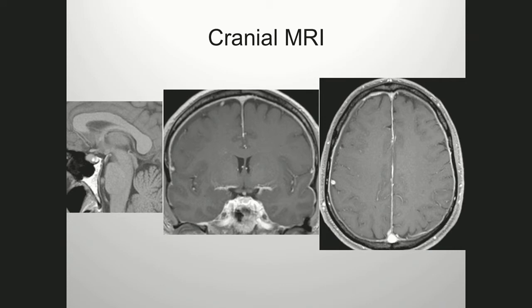MRI of the brain is bread and butter, the most important one, obviously. And this is an example of a patient who does have some pituitary hyperemia, but classically has that dural contrast enhancement over the top and subdural collections, which are slightly different in signal than CSF. These are not hematomas, they're collections.